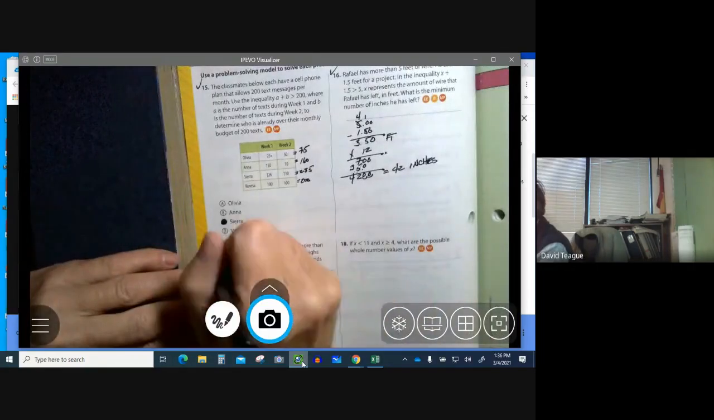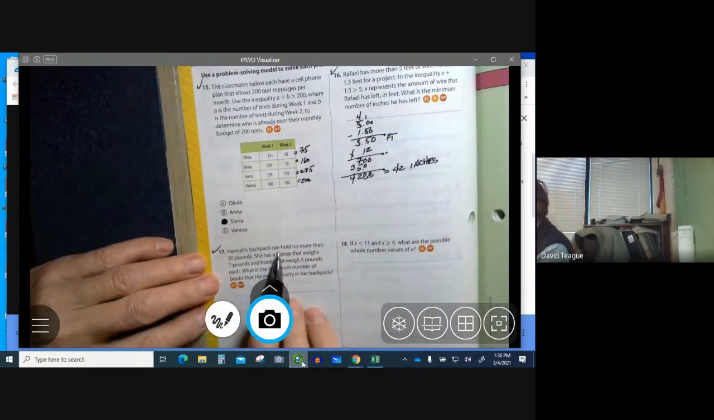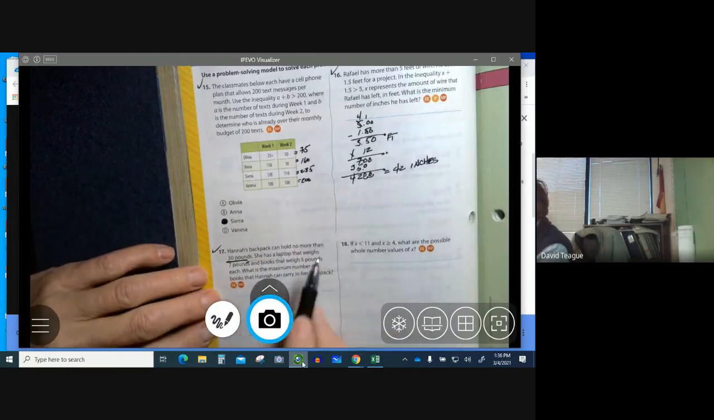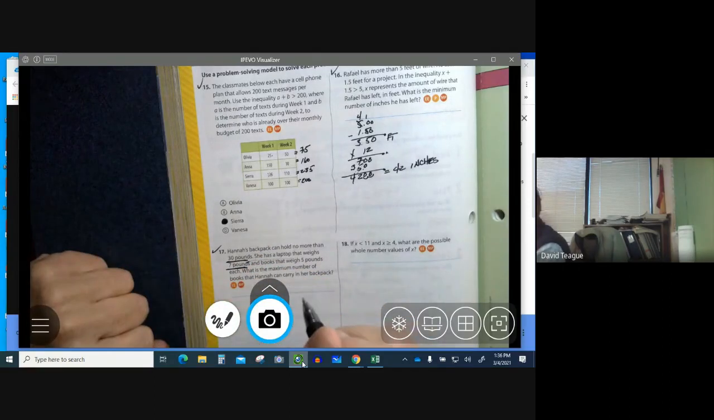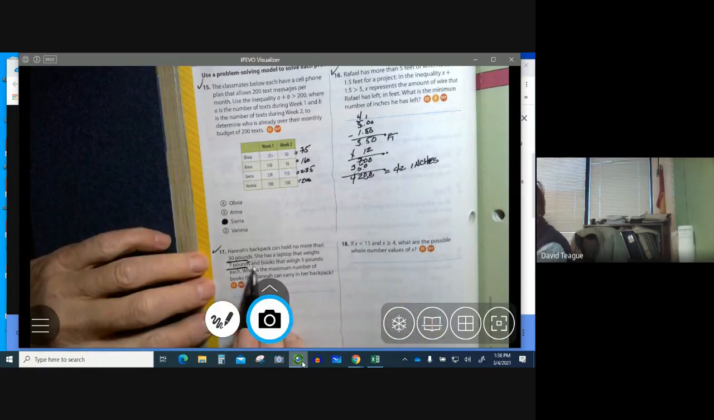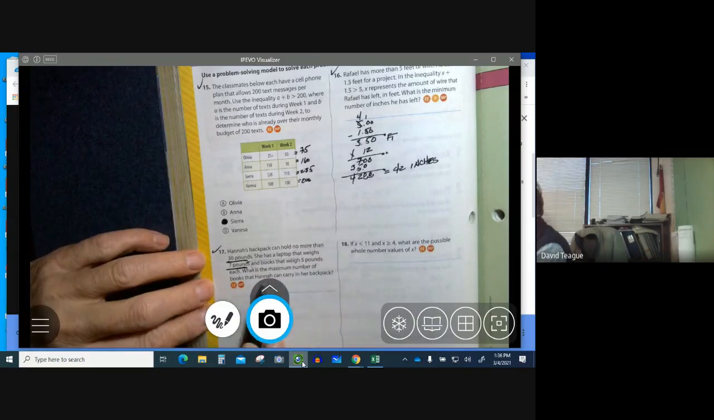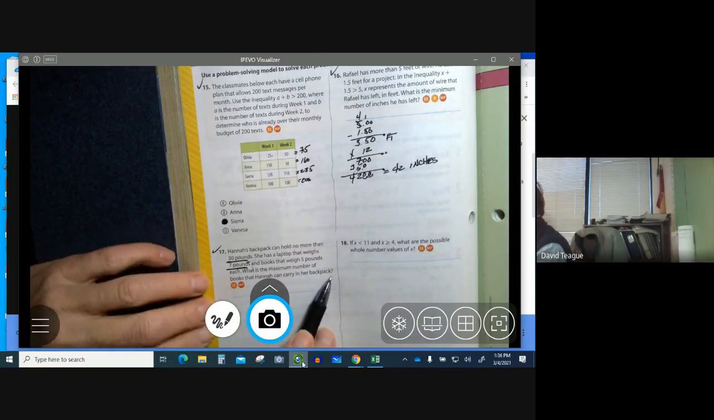Number 17. Hannah's backpack can hold no more than 30 pounds. Okay, she has a laptop that weighs 7 pounds. I can't imagine what kind of laptop weighs 7 pounds. Must be a brick. And books that weigh 5 pounds each. What is the maximum number of books that Hannah can carry in her backpack?